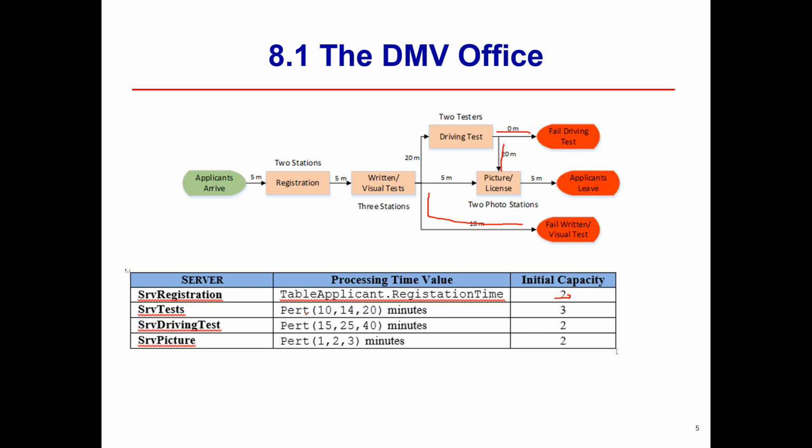The test service, which is the written test portion, has a processing time following a PERT distribution between 10 to 20 minutes, and most likely it would be 14 minutes. There are 3 of those stations available. Then there's the driving test, with a test time between 15 to 40 minutes, and most likely about 25 minutes. Last is the picture server, with a processing time following a PERT distribution, again between 1 to 3 minutes, most likely 2 minutes, and there are 2 of those stations available.